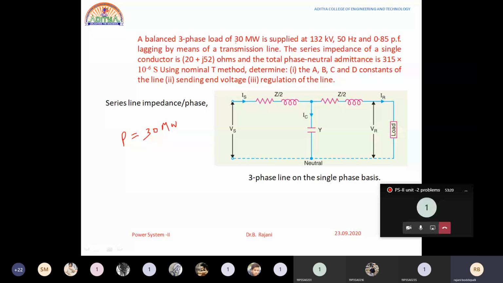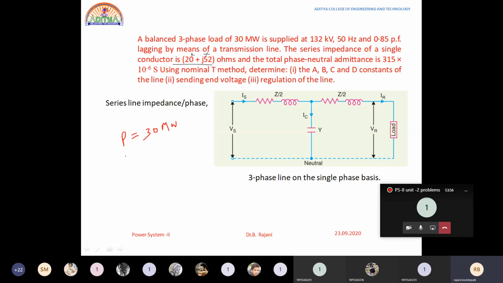A balanced three-phase load of 30 megawatts is supplied at 132 kV. Supplied at 132 kV means this is the line voltage we are having, 50 hertz, and the cos phi is given as 0.8 power factor lagging, by means of a transmission line. See here, by means of a transmission line, the series impedance of the line conductor is this much. That is R he had given and X also he had given you straight away. We need not multiply with the total length of the line and all that. He had given you the Z.